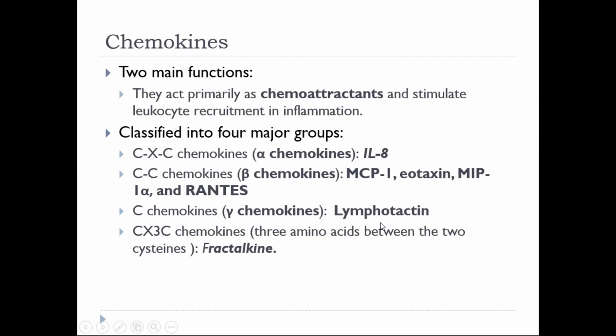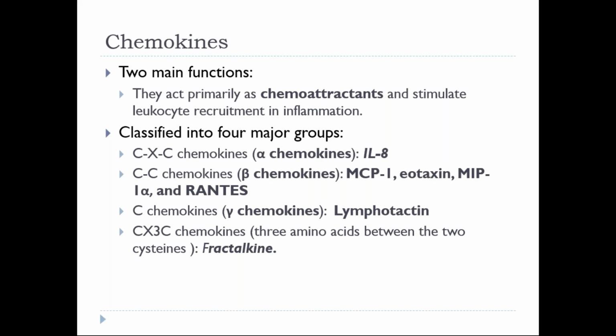Next, chemokines. The chemokines will play an important role in chemotaxis. They act as chemoattractants, and they stimulate leukocyte recruitment at sites of inflammation. They're usually classified into 4 groups. That is CXC chemokines, which are otherwise called alpha chemokines. An example is interleukin 8. What is meant by the CXC? X means that there is only one amino acid between the 2 cysteine residues. Whereas in CC, there is no amino acid between the 2 cysteine residues.